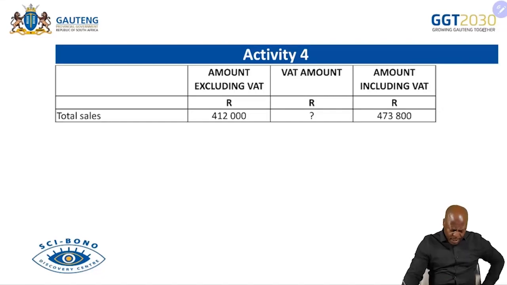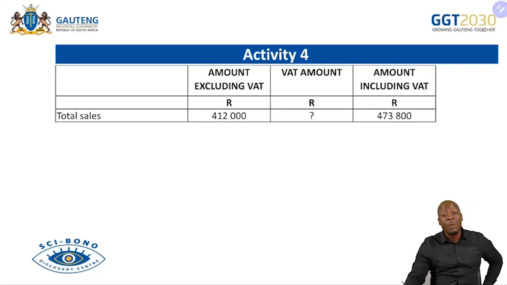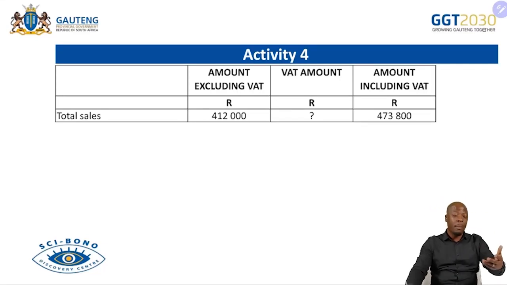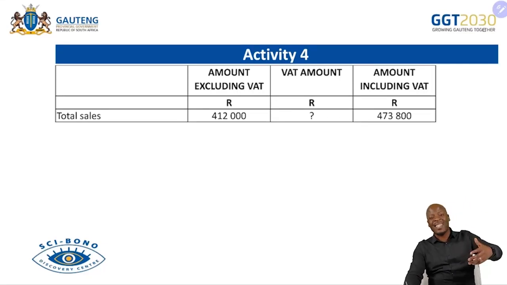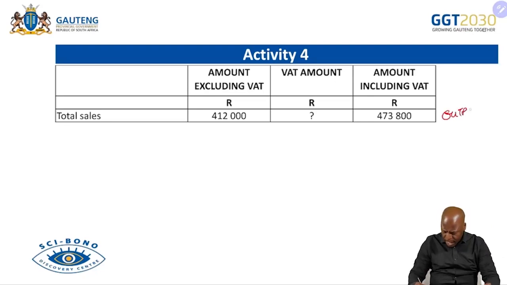The first information is saying total sales. Total sales. So here we have sold goods. I'm going to ask you again that very simple question. If I've sold goods, input, output. Okay? Input, output. Sold goods. Goods are going out, so it becomes output VAT. So already here I know this is my output VAT.